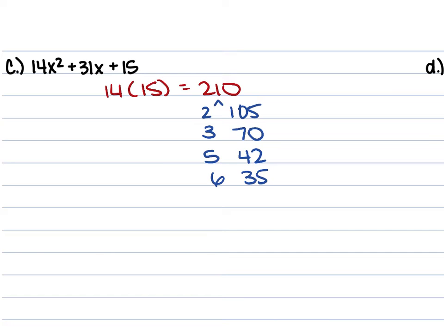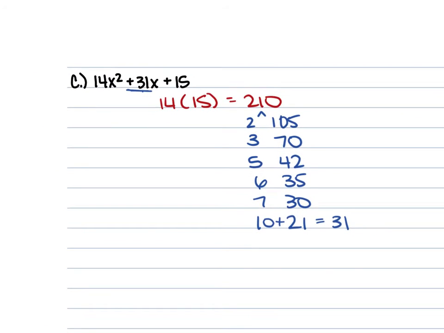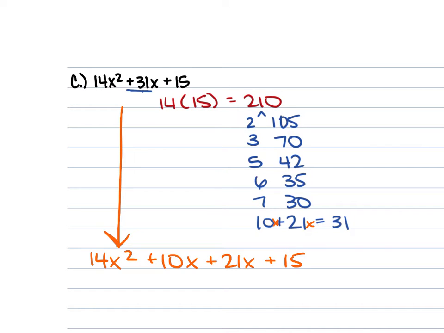We then have 210 divided by 7, which gives us 30. 210 divided by 8 does not give us a whole number. 210 divided by 9 does not. Divided by 10 is 21. So 10 and 21. We'll realize that we're looking for a 31, and this 10 plus 21 gives us that 31. So we're going to use the 10x plus 21x when we rewrite this. So it's going to be 14x squared plus 10x plus 21x plus 15.